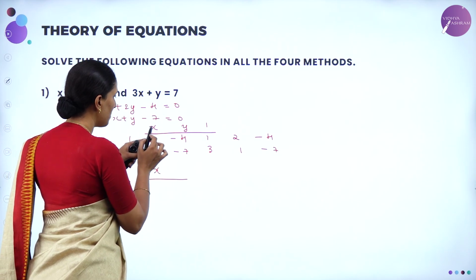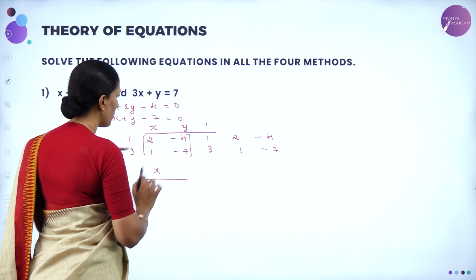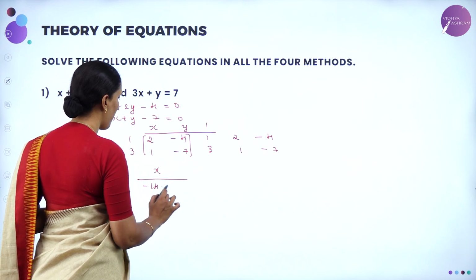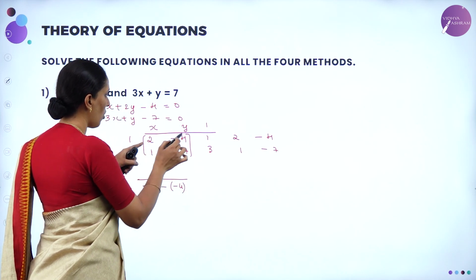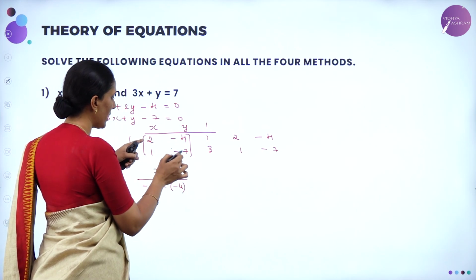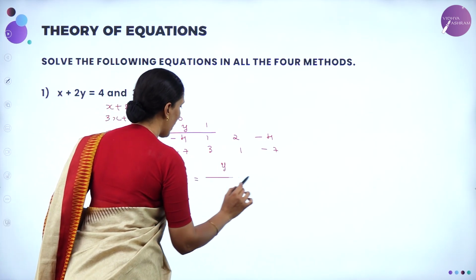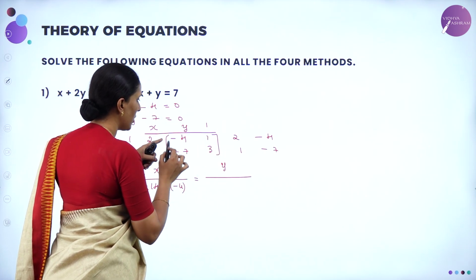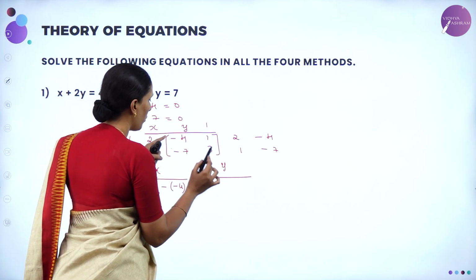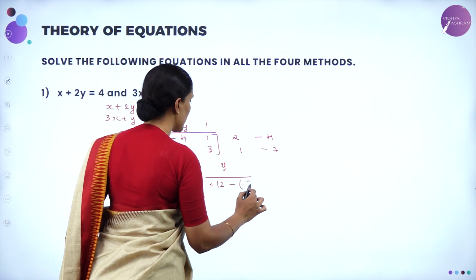We'll take the cross multiplication of these two numbers here. So 2 into minus 7, minus 14, minus 1 into minus 4, minus 4. So take the cross multiplication here, 2 into minus 7, 1 into minus 4. Next we will write y divided by. Under y column here, you take the cross multiplication of these two. So minus 4 into 3, minus 12, minus 7 into 1, minus 7.